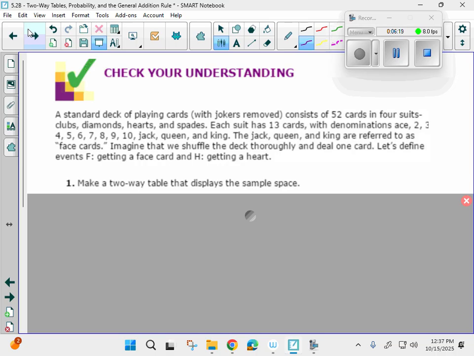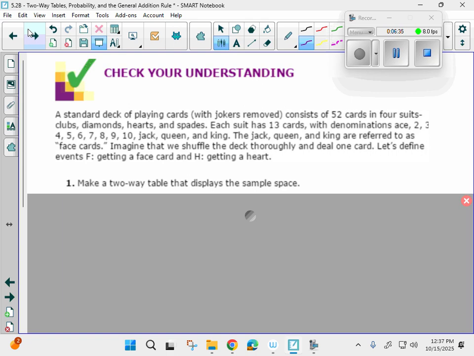All right, a standard deck of playing cards with jokers removed consists of 52 cards. So we reviewed our decks of cards yesterday. 13 of each suit. They go from ace through king. And we do have what are called face cards. Those are jacks, queens, and kings.